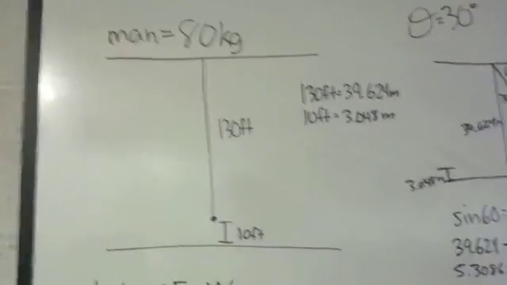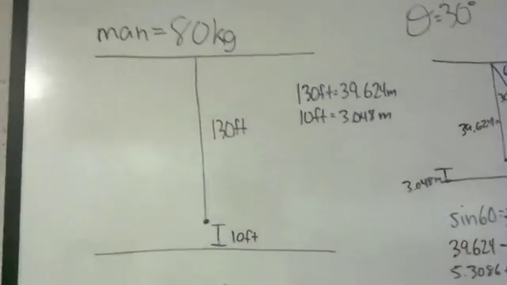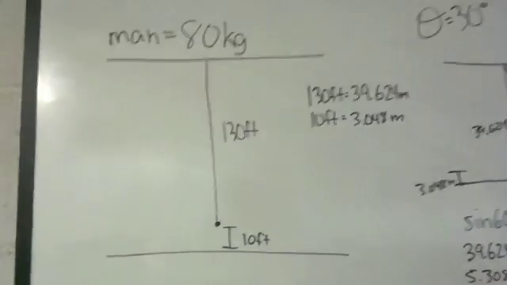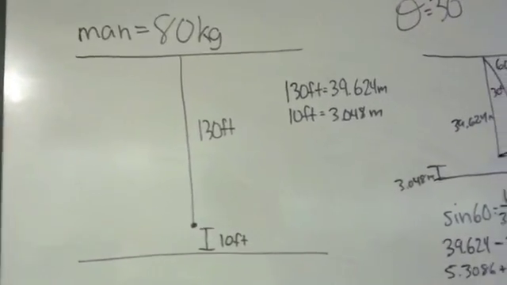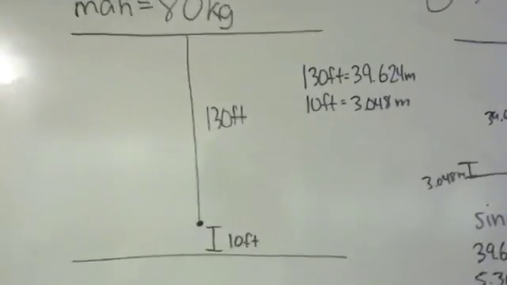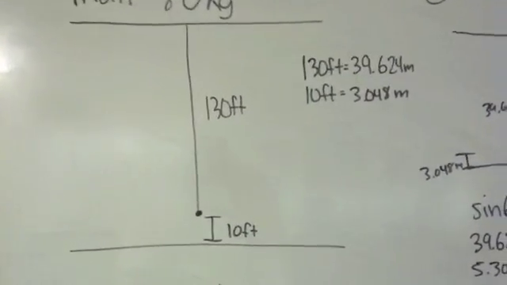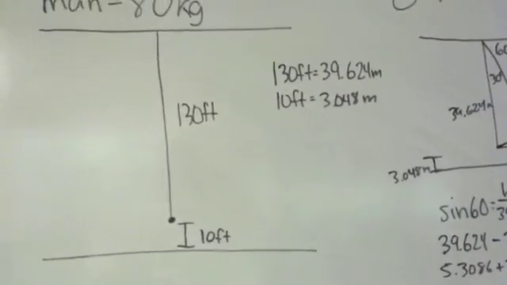Hello, today we will be investigating the longest jump rope swing available that we saw on a video. We are going to be assuming that the man is 80 kilograms. Since the rope swing was approximately 130 feet long, and there are 10 feet till the bottom of the ground. 130 feet converted to meters is 39.624, and the 10 feet is 3.048.